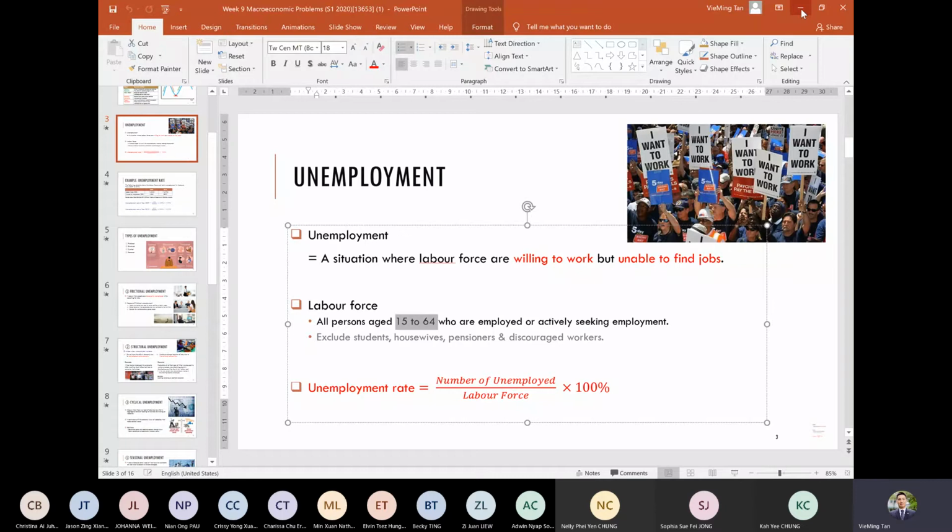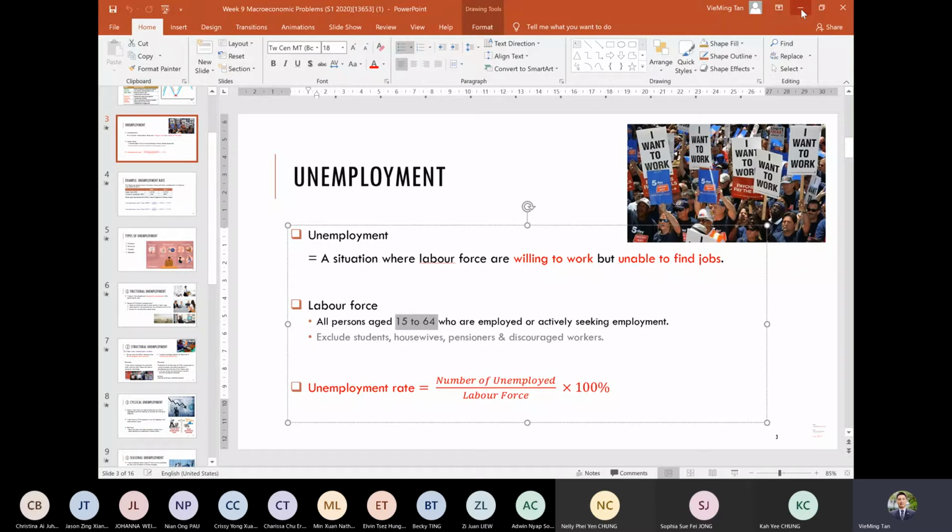A also is not the best answer, because A also includes the babies. Total population means those who are below 15 years old and also above 64. So A also is not correct. C includes all persons above 16 years old. Not correct, because we have to exclude those people who are below 15 years old and also above 64 years old, and also exclude those people who are not actively looking for a job.